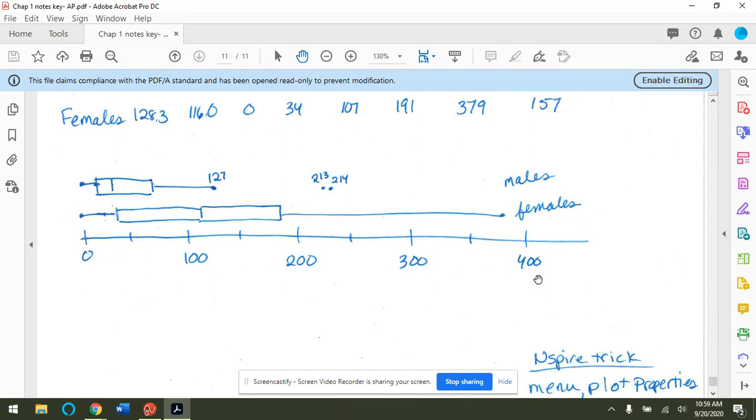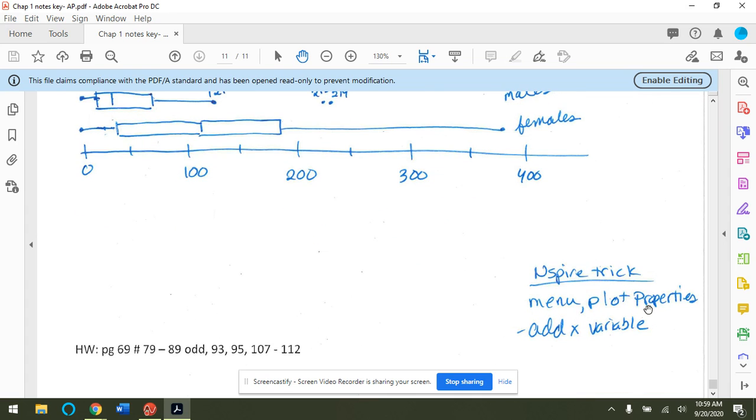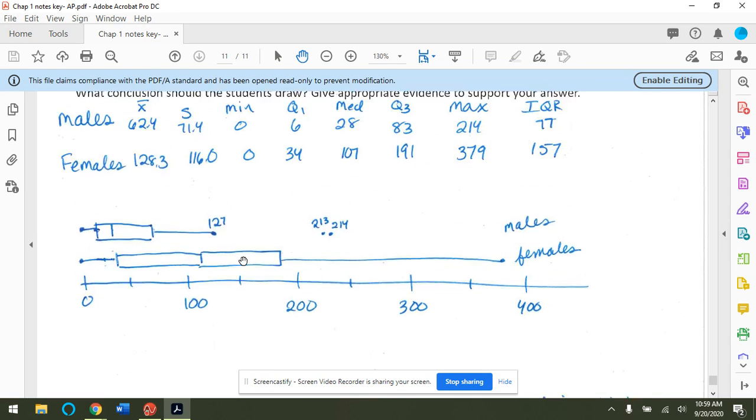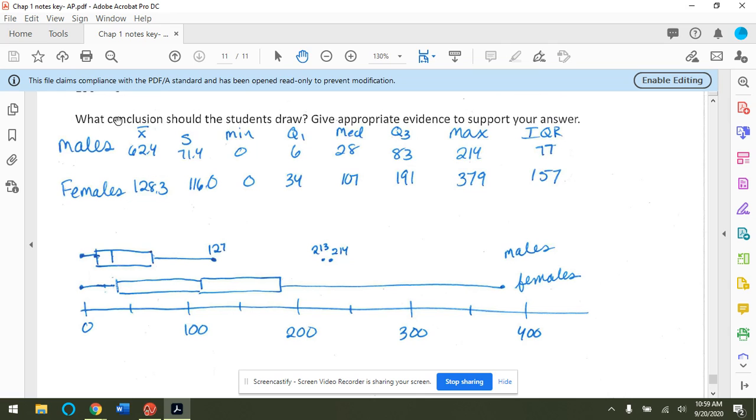So now I didn't answer, and I gave you my Inspire trick. I didn't answer this, but this is huge. What conclusions should the students draw, right? Well, you need to state the obvious. The obvious is females text way more than males, according to this data set, all right? According to this data set, females text way more than males. Now we need evidence. We need to talk about why.